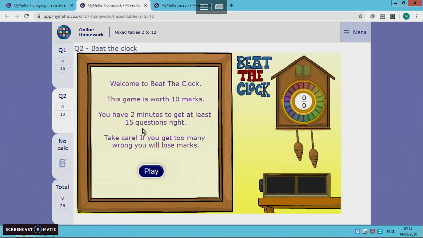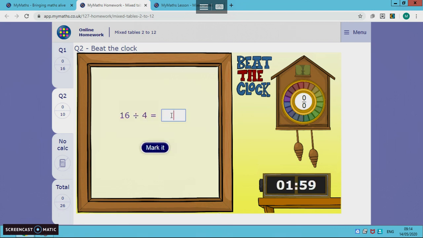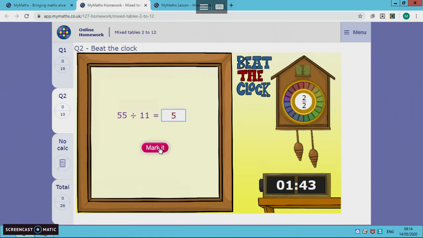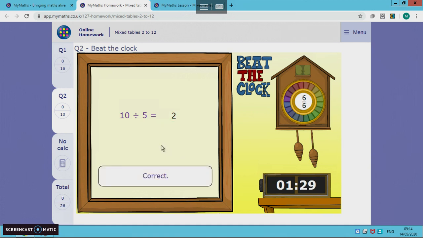I'm going to show you how to play it. You press play, and look, your time starts going down here. If I do 16 divided by 4, that gives me 4, and you have to press mark it, and it tells you if it's right or not. 8 times 5, 40, done. 55 divided by 11, 5, mark it. Try and do this as quickly as you can. 11 times 8, 88. 9 times 3, 27, and so on. I'm going to carry on and see how many I get right in the 2 minutes, and you can see if you think you can beat me or get close to what I do.